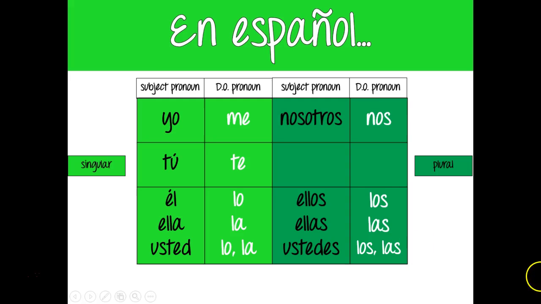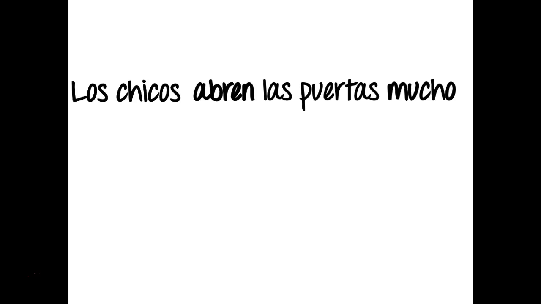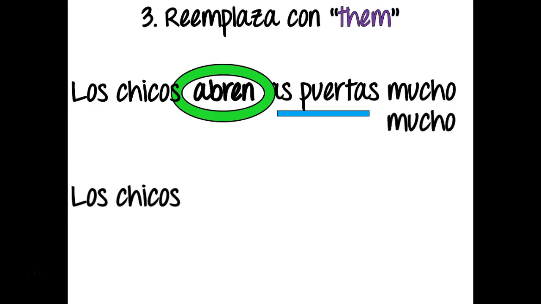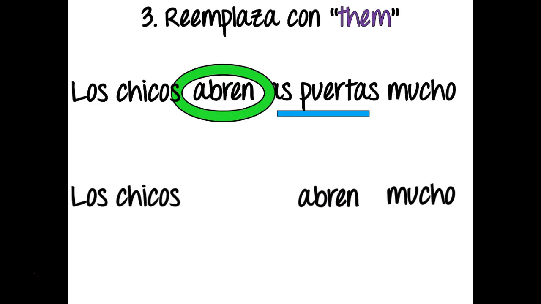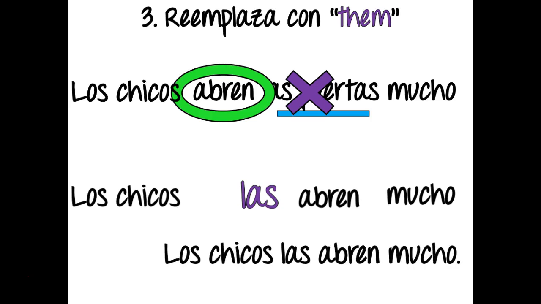Now we go to our chart. We obviously go to the plural side. We have a feminine plural noun, so we're going to replace it with las. Again, the rest of the sentence stays the same. We're going to move the verb. We're going to replace las puertas with las and put that right before the verb. Our final sentence, los chicos las abren mucho.